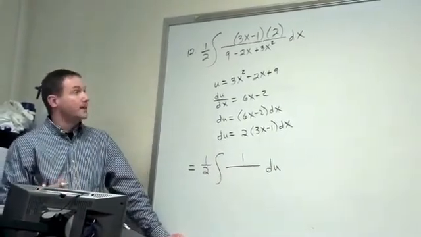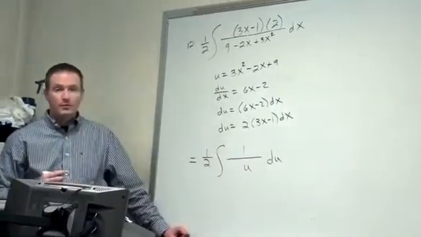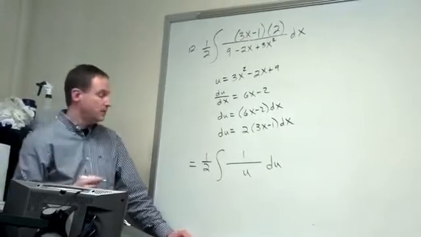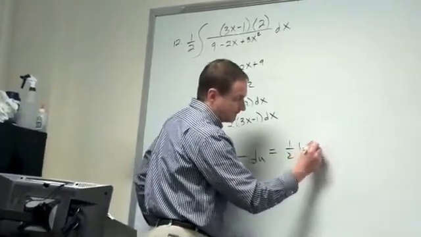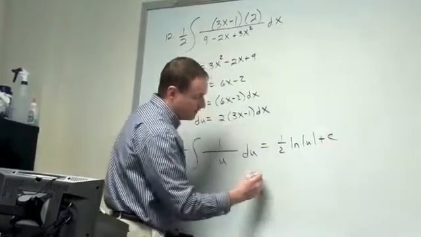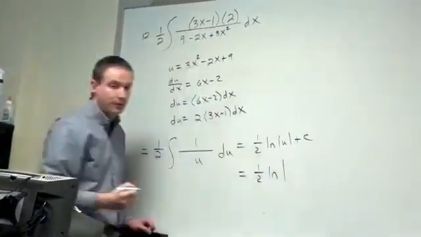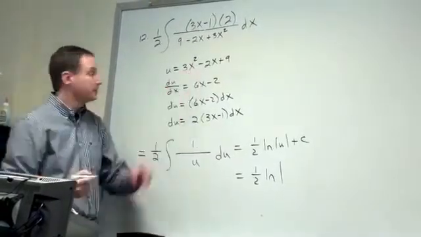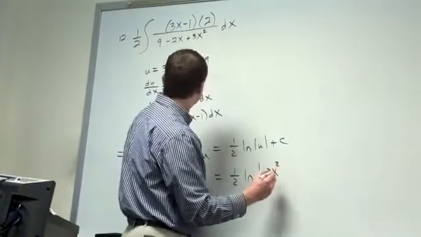The integral of 1 over u du is the natural log of u plus c. So my final answer is 1/2 natural log of this group, the quadratic, 3x squared minus 2x plus 9, plus c.